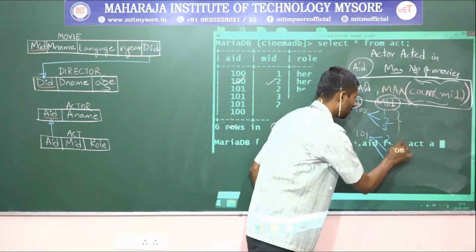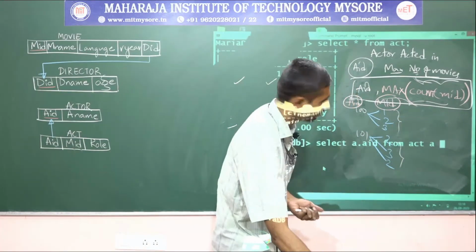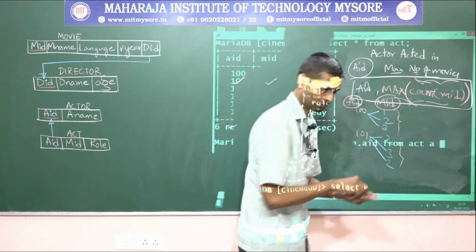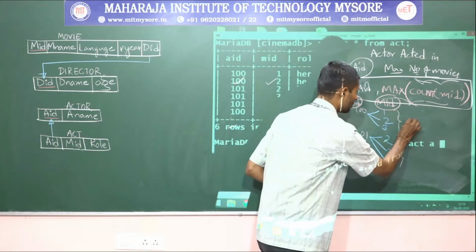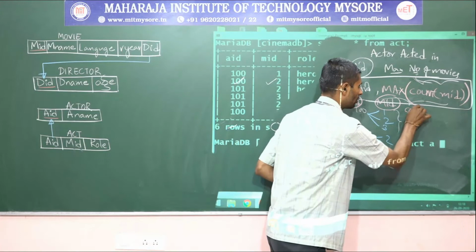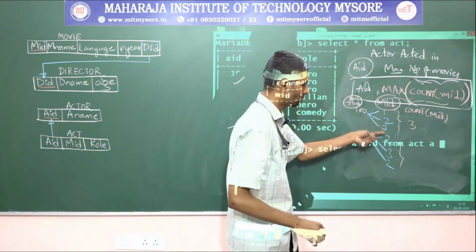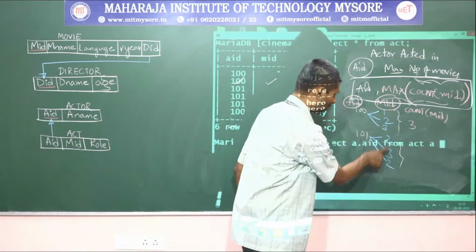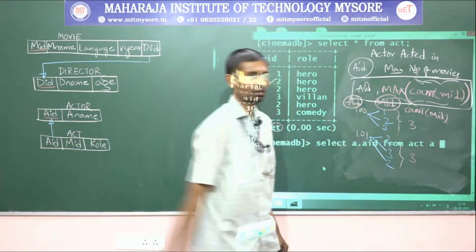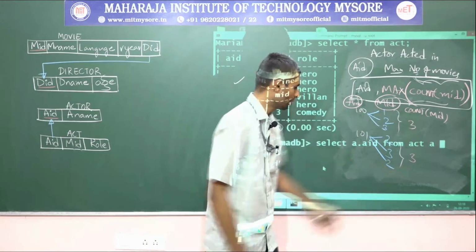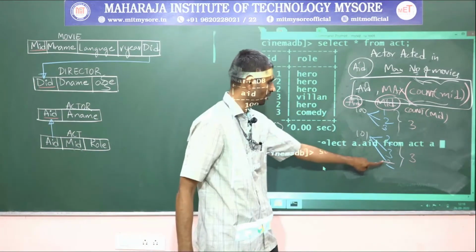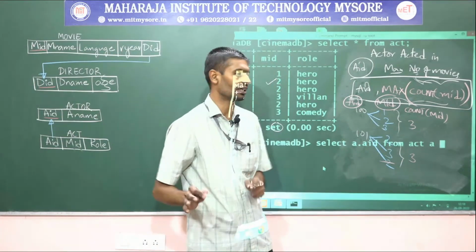Since we want the count of movies, 1, 2, 3 are movie IDs. Now I go with counting, guys. When I count movie ID 1, 2, 3, the count becomes 3. And for 2, 3, 2, this count also becomes 3. Is it 3 movies? No, the same thing was repeated, so I want to neglect this repeated entry.